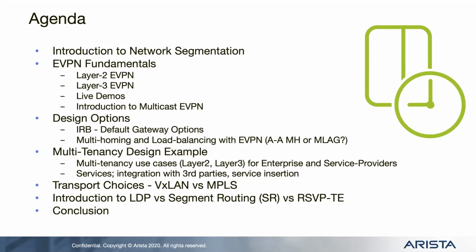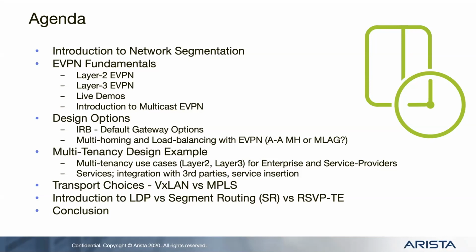We'll then look at some of the various design options we have in there, maybe some new acronyms to you in there, such as IRB, integrated routing and bridging, multi-homing, load balancing, and so on. We'll then look at some multi-tenancy design examples and use cases, whether that's for enterprises or service provider customers, and then look at some transport choices, VXLAN versus MPLS, and some of these newer technologies such as segment routing and comparing that to existing technologies.